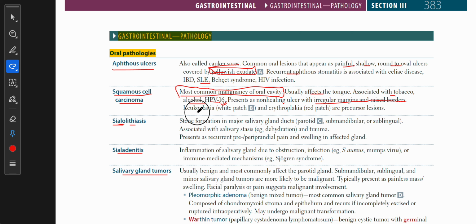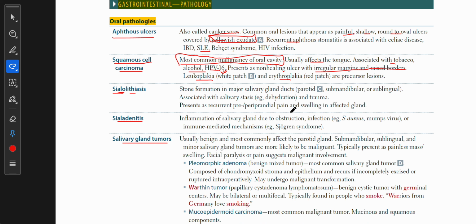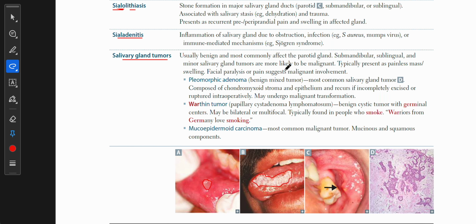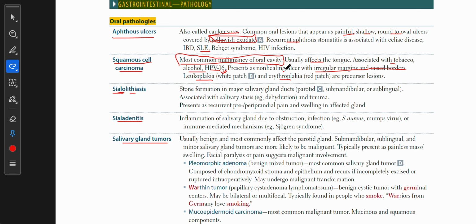Leukoplakia, which is a white patch, and erythroplakia, which is a red patch, are precursor lesions. You can see here leukoplakia, the white patch, and there is also erythroplakia. These are the precursor lesions for squamous cell carcinoma.